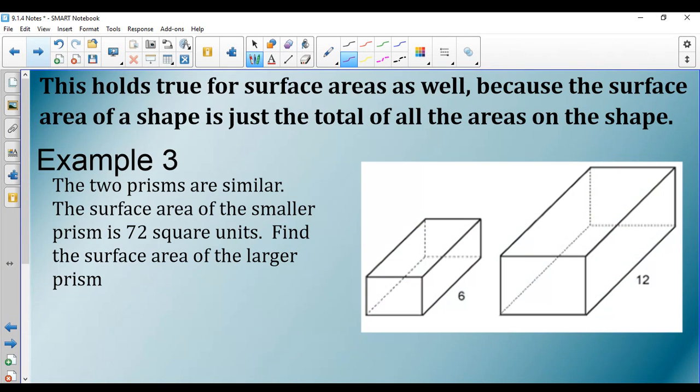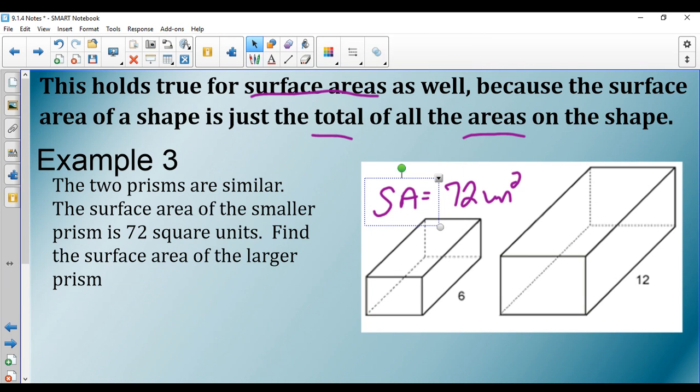Now this also holds true for surface areas, and that's because the surface area of a shape is just the total of all of the areas. That's all surface area is. So we see here we've got our two prisms. They are similar. The area of the smaller prism is 72 square units. We want to know what is the surface area of the larger. So we want to know the surface area of this one.